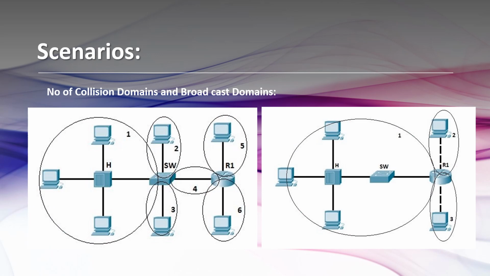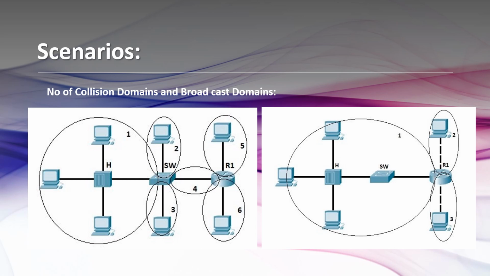Let's see a scenario of collision domain and broadcast domain on this. We have a hub, switch and router connected with all the other PCs, and now we are going to find the collision domain. So as I told, in hub, switch and router, each and every port belongs to a separate collision domain.